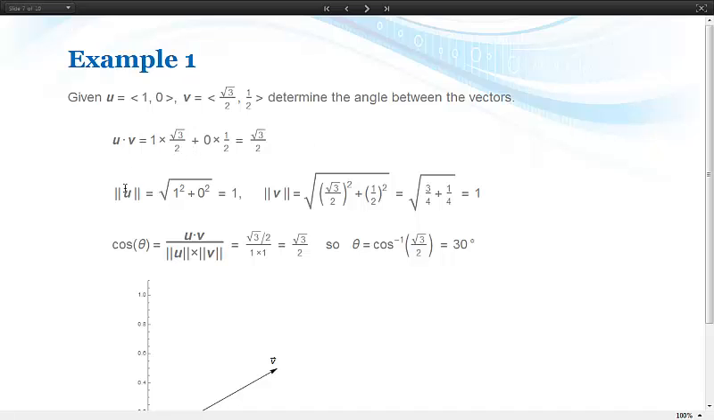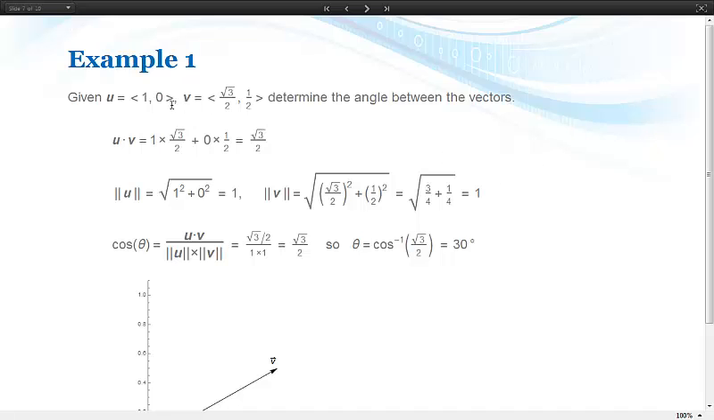The length of the first vector is easy. It's the square root of 1 squared plus 0 squared, which is just 1. The length of the second vector v is a little trickier. It's the square root of the square root of 3 over 2 squared plus 1/2 squared. Well, when we square the square root of 3 over 2, we get 3 over 4. And when we square 1/2, we get 1 over 4. So 3/4 plus 1/4 is 1, and the square root of 1 is 1. So this vector also happens to have a length of 1.